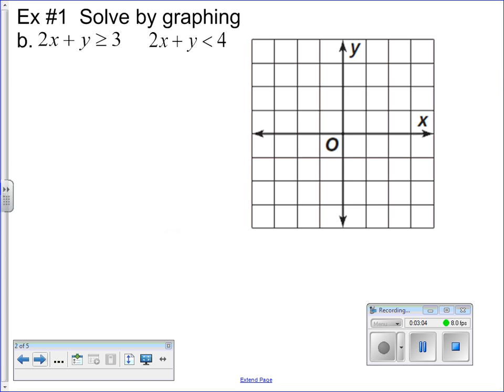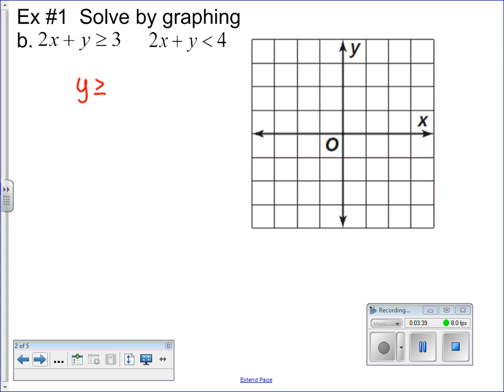In example B, we have 2x plus y is greater than or equal to 3. And since this is in standard form, let's first look at graphing it by eliminating a variable. The problem here is when I divide by 2, I'm going to get 1.5. Graphing decimals is not always advisable, so whenever possible, you should avoid it. So instead, let's try not to graph it that way. Let's change it into slope-intercept form.